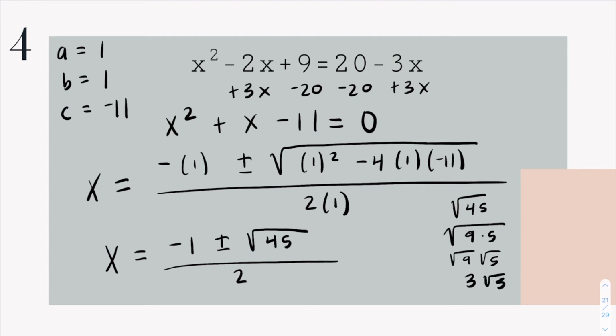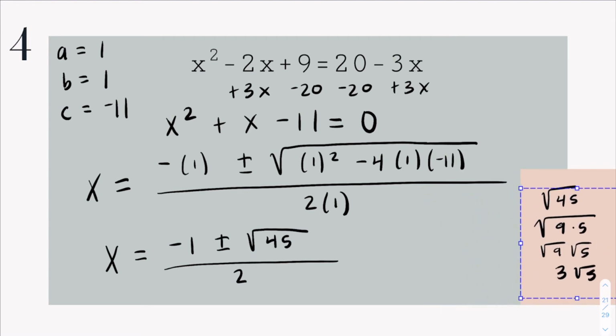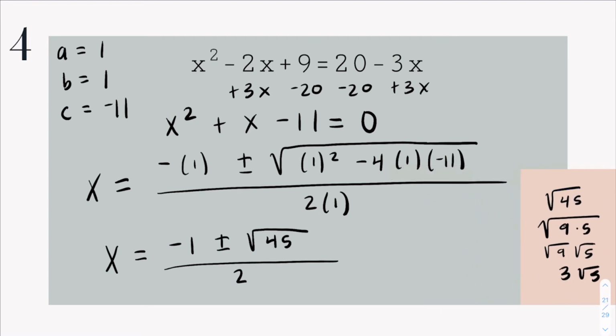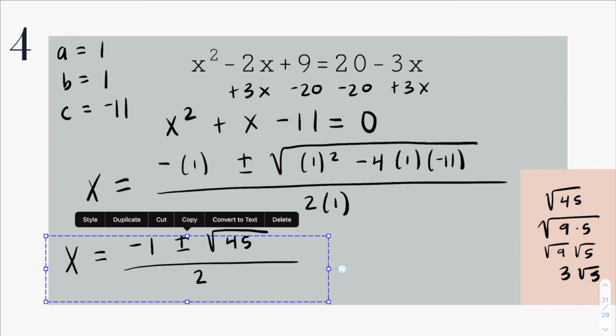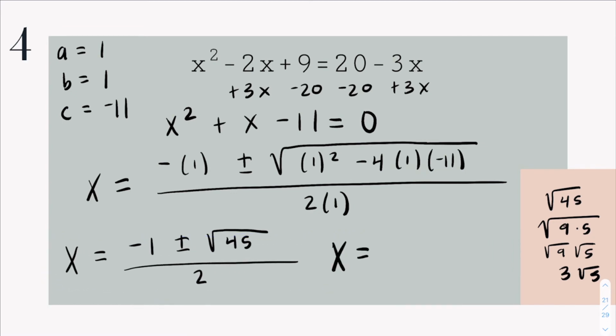So we're going to write our solutions simplified. So we're going to have x equals negative 1 plus or minus 3 root 5 all over 2. And then sometimes we'll be able to simplify these numbers further. If both of these numbers are divisible by 2, we could simplify and get rid of that denominator. All right, so that's how to solve by using the quadratic formula.